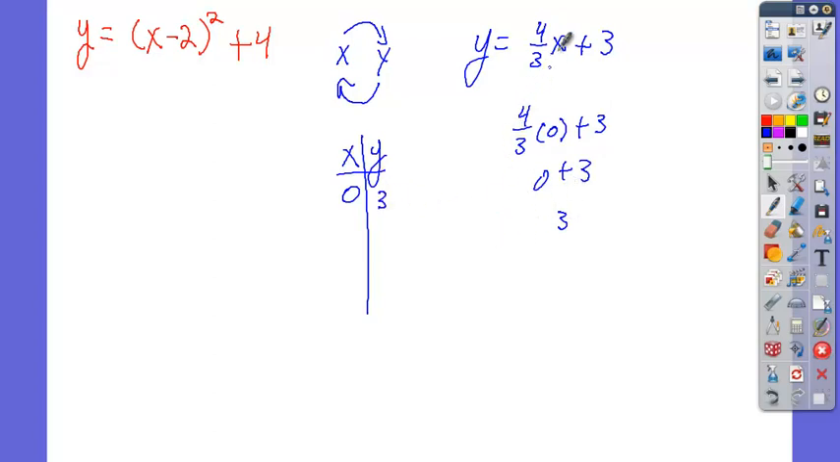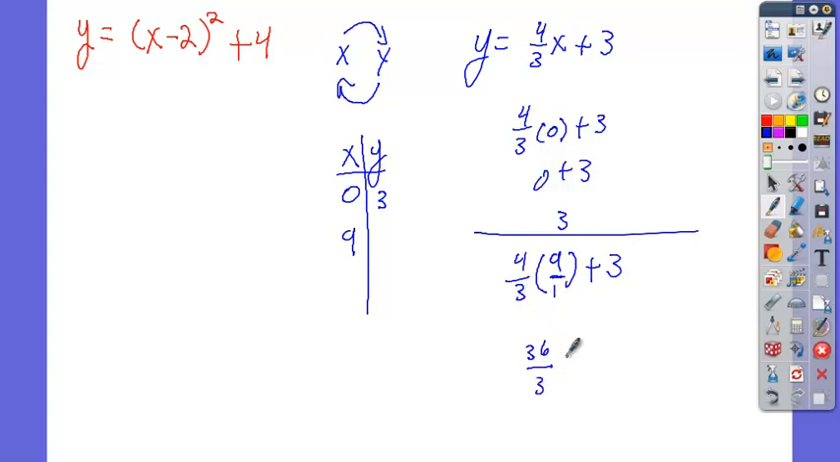And let's say I take another value of x, say 9, and we do 4 over 3 times 9 plus 3. So this will be another version here. So 4 times 9 gives me, remember, it's always divided by 1, so 4 times 9 gives me 36, and 3 times 1 gives me 3, plus 3. And 36 divided by 3 gives me 12, plus 3, which gives me a total of 15.